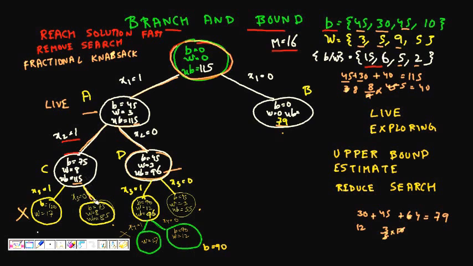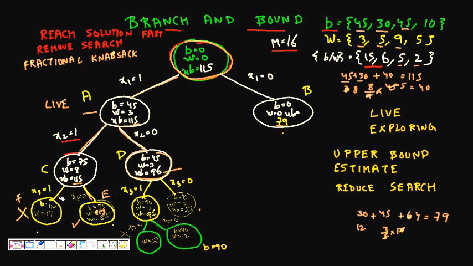Next, we explore C's right side child, where I don't choose the third item. So the benefit is still 45 plus 30, 75, and the weight is 8. So I can take the whole of the fourth item, because I'm not choosing the third. So the weight will be 8 plus 5, 13, and the benefit is 75 plus 10, 85. So now this is also good. Let's say this is node E, and this was F.